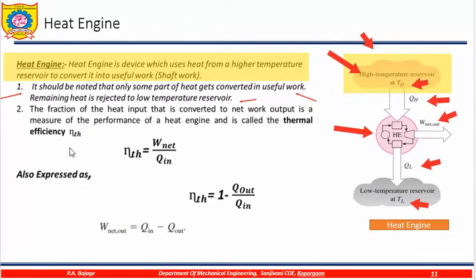Now, the efficiency of the heat engine is the net work output divided by the heat input in this case. Here the work output is Q1 minus Q output, that is heat input minus heat output, the net work. If you put this value in the equation you will get the simplified form.